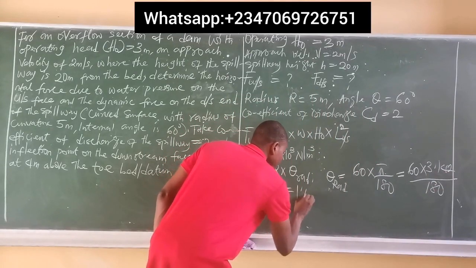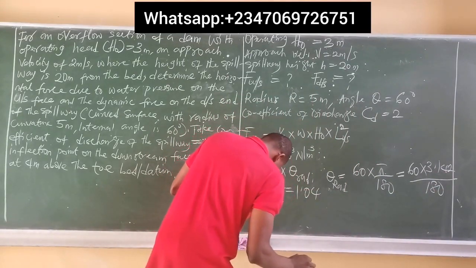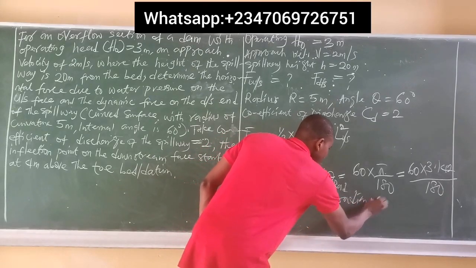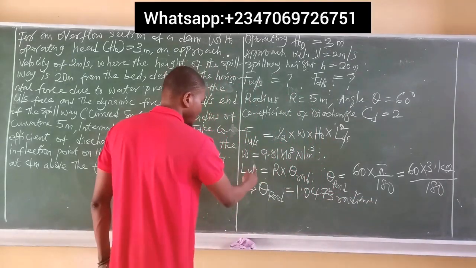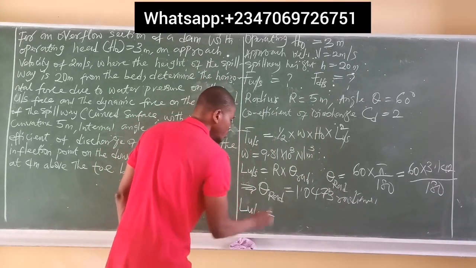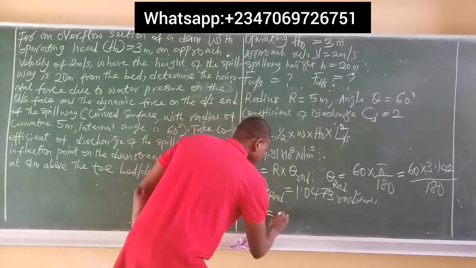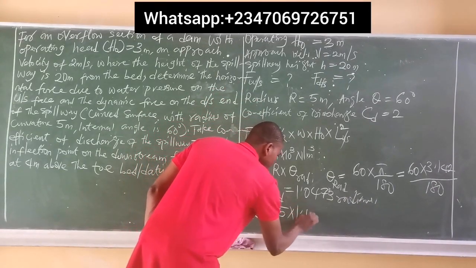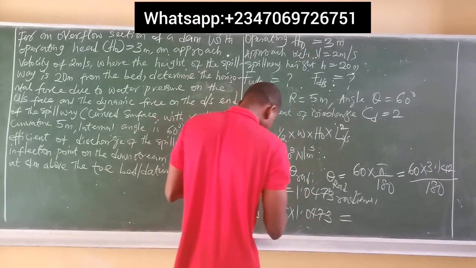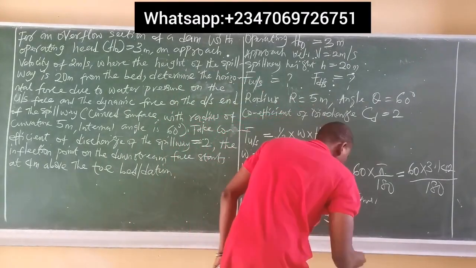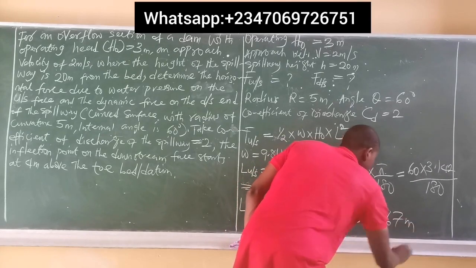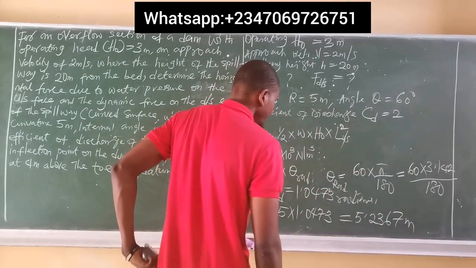We have 1.0473 in radians. Okay, so this is now the angle in radians. Hence we can now calculate the length of the spillway. The upstream length is equal to the radius of curvature, which was given to us as 5, multiplied by 1.0473. Multiplying that answer by 5, we have 5.2367 in meters. So this becomes the upstream length.